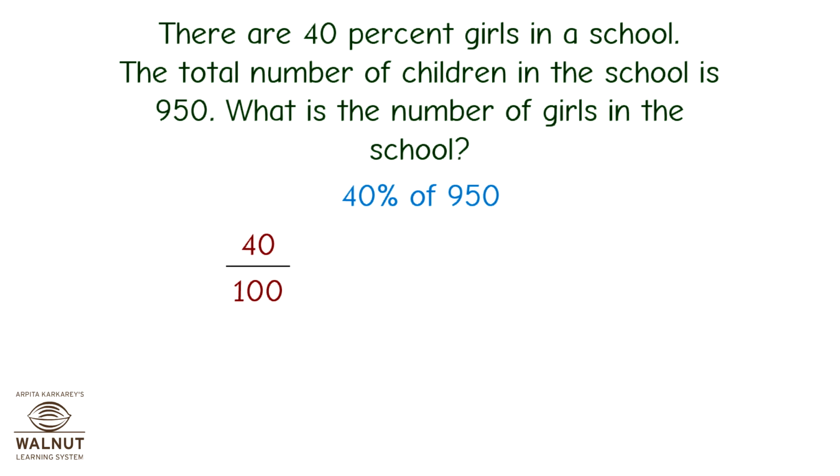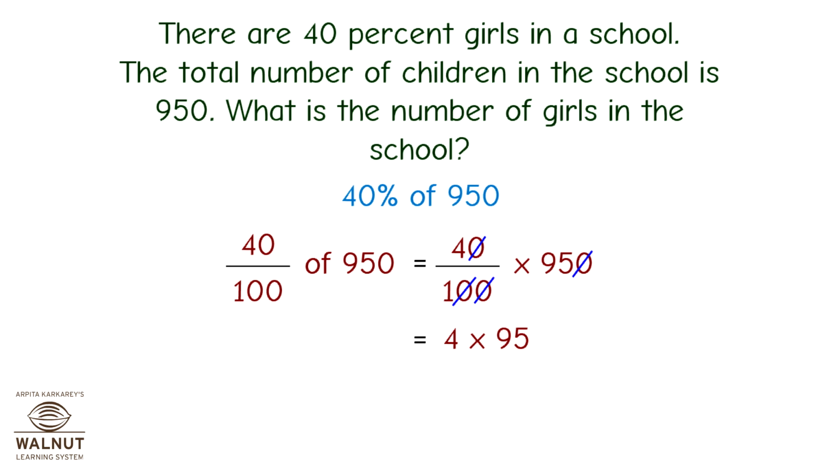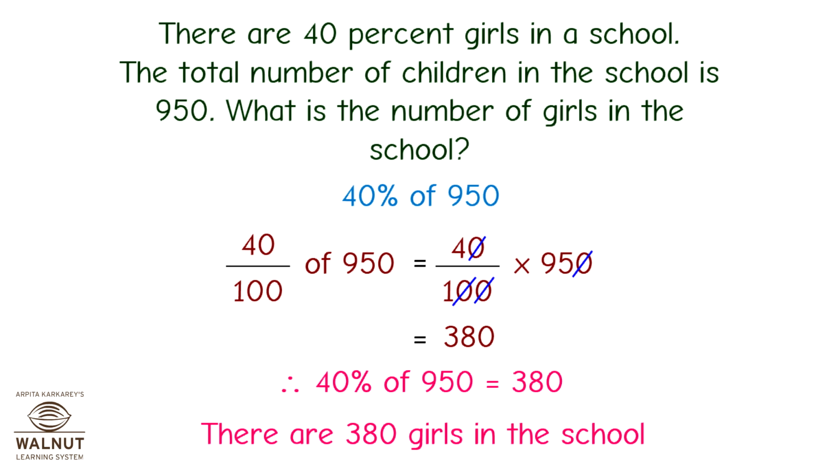40% of 950 means 40 upon 100 of 950. Of means multiplied by. So we replace it by an into sign. So it becomes 40 upon 100 into 950. We cancel out the zeros from 100 and 950. Then we cancel out the zeros from 40 and 10. So we get 4 into 95, which is equal to 380. So the number of girls in the school is 380.